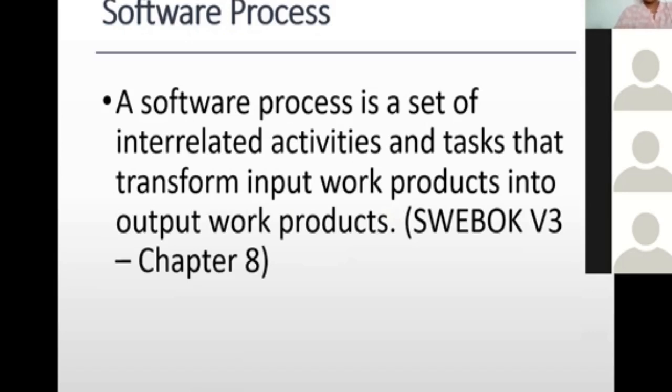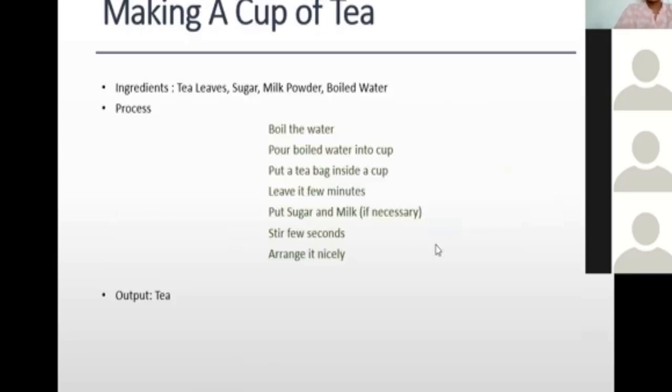When it comes to the software process, when we are implementing a software, we also have a set of inputs and an output. When we take the inputs, we check the entry criteria, and when we give the output, we check the exit criteria. The software process also has a set of interrelated activities. In the tea making process too, we can see interrelated activities: first we boil the water, then pour it into the cup, and then add the tea bag. Likewise, interrelated activities are there in the tea making process.